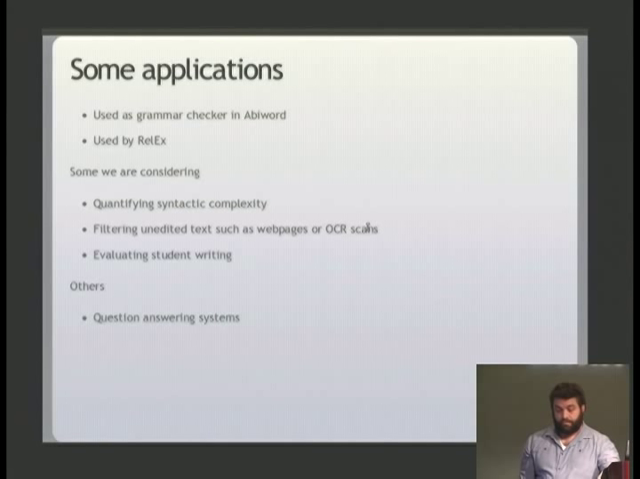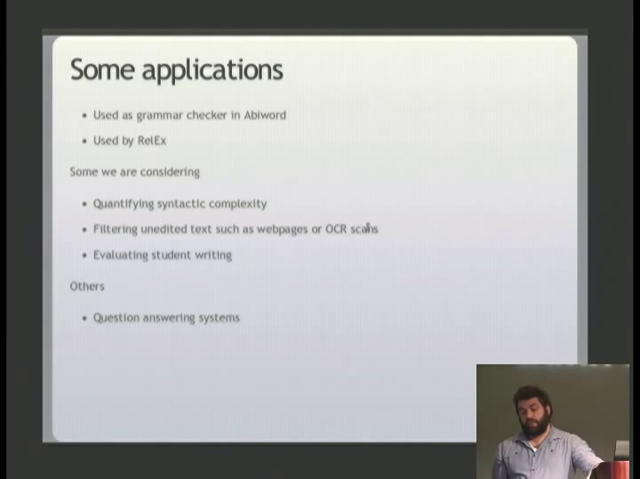I want to talk a little bit about some applications where this is being used. Right now, it's used as the grammar checker in AbiWord, which is an open source word processing system that I've never used. And actually, they currently maintain the C implementation of LinkGrammar. It's also used by the RelEx project, which is not a project that I know a lot about, but I understand it's an information extraction, semantic tagging kind of system, and they use LinkGrammar as a first pass to describe the syntactic structure of text coming in.